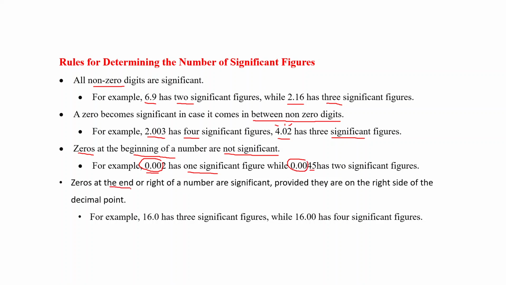Zeros at the end or right of a number are significant provided they are on the right side of the decimal point. For example, 16.0 has 3 significant figures because this zero is at the end of the number and after the decimal. That's why this will count as a significant figure. While 16.00 has 4 significant figures.